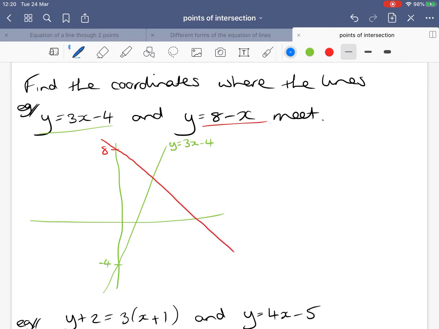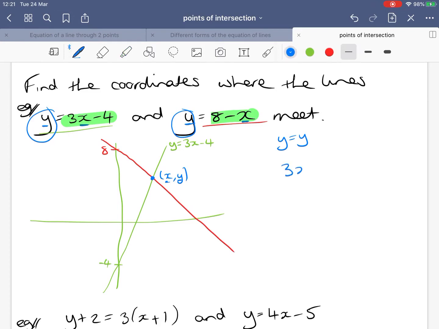Right, the key to this is this point here where they cross. At this point, I'm going to call it xy. But the x is the same x in both equations, and the y is the same y in both equations. So these two y's are equal to each other, and what I can actually write is this is equal to this, because they're both at the same point.